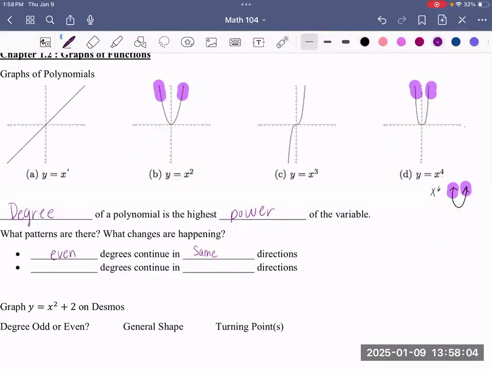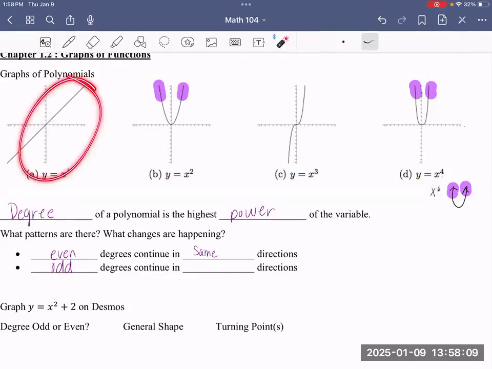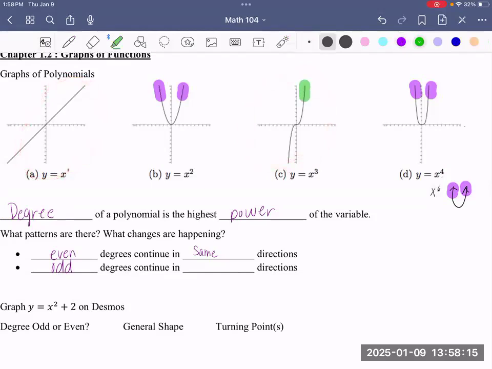But even as we flip them all down, notice that the direction is going the exact same. Now let's do the same, but look at your odd degrees. So 1 and 3. Looking at their direction of the end behavior, what can we determine? Well, one of them is going up and the other one is going down. So these are alternating. One goes up, one goes down.